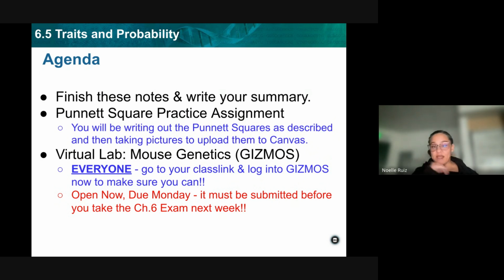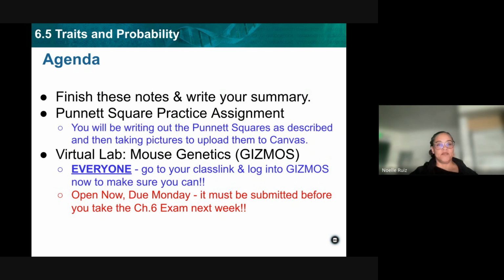And then there's a virtual lab, and it's going to be a Gizmos. So for those of you who were not here last semester, Gizmos can be a little tricky. So I want to go over it first. So it is open now. I posted it today. So you can work on it, but it is due Monday. And we're at the end of our chapter, so you need to make sure it's submitted, because if you don't submit this one, it won't let you take the test. You got to do everything in order.